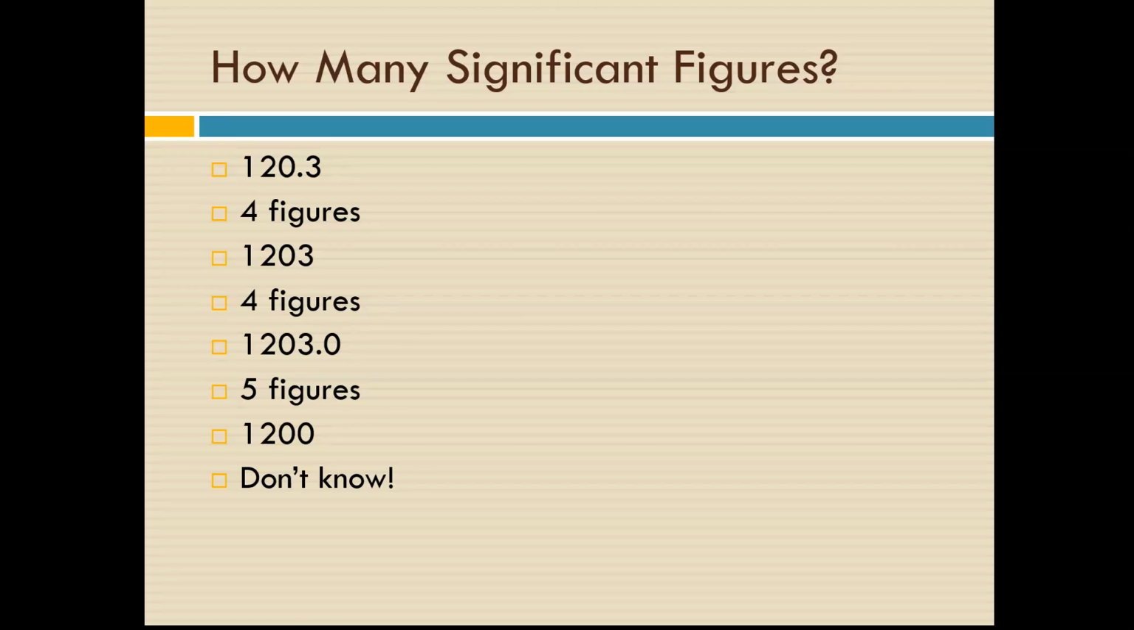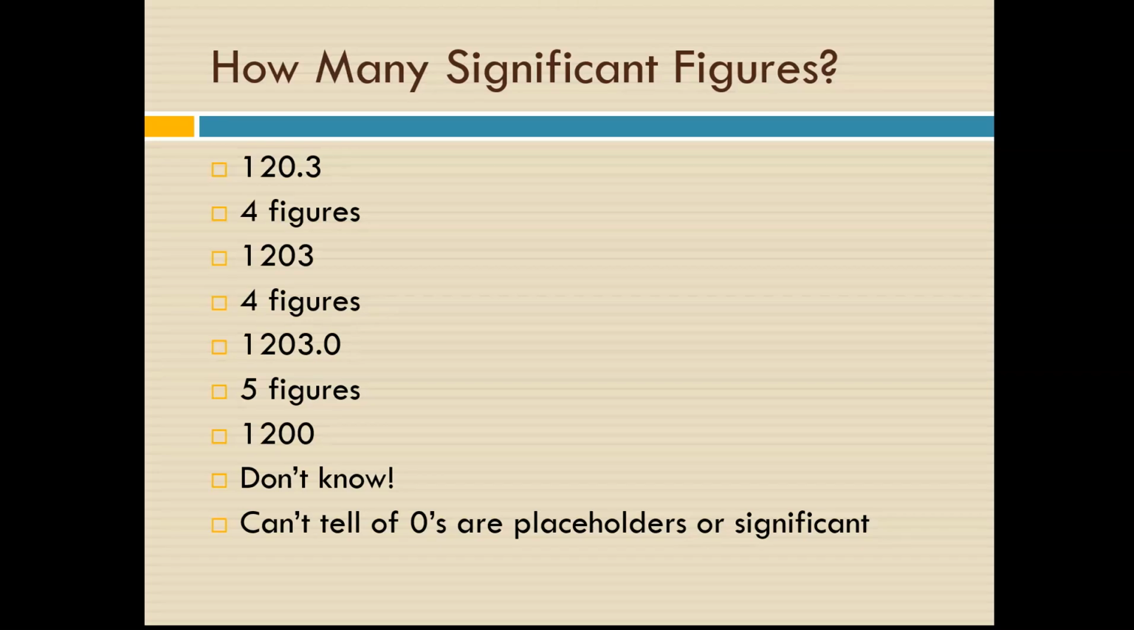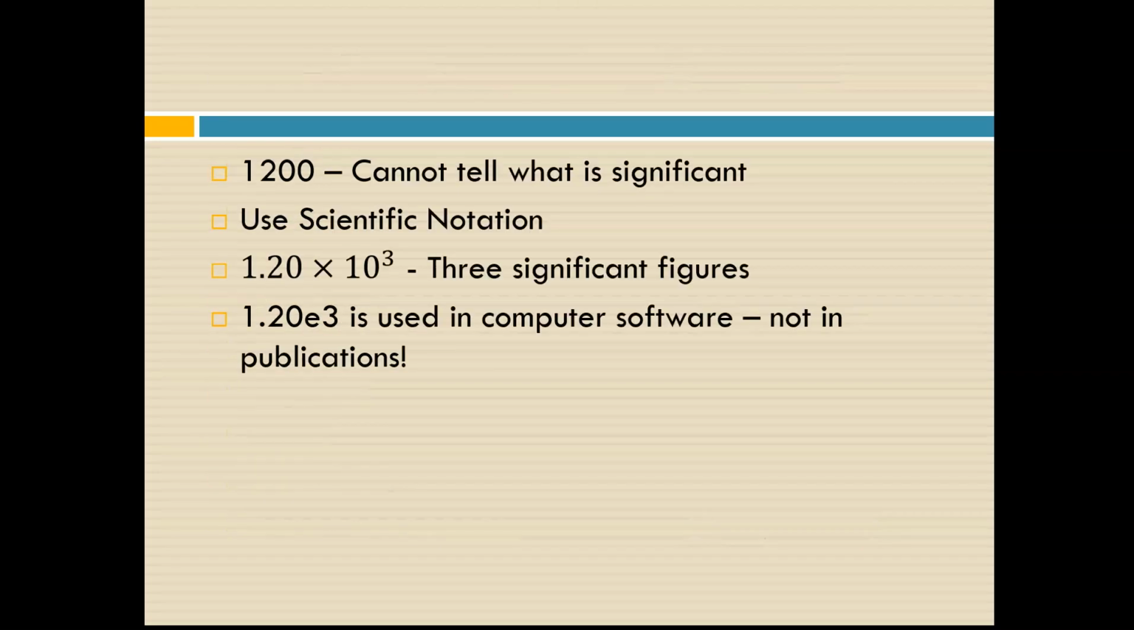What's that called? Scientific notation is our answer. The reason why scientific notation is our answer is because the first digit is always a non-zero number, and it's followed by a decimal point, which means all the numbers after it are going to be significant.